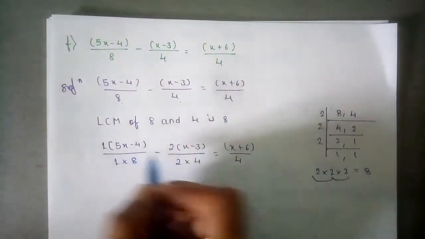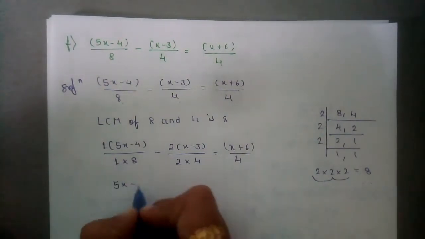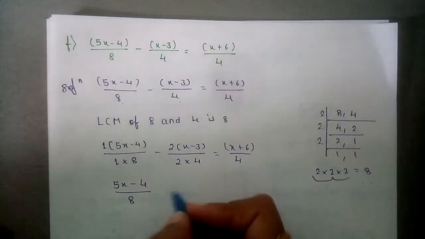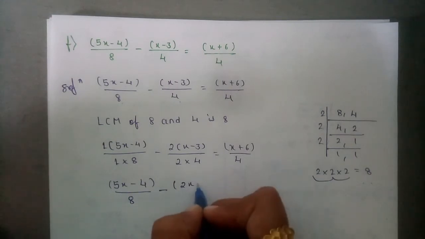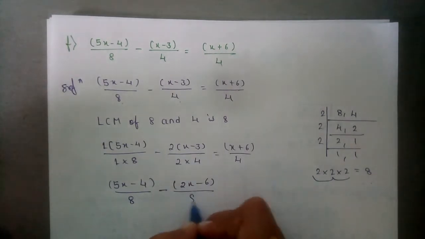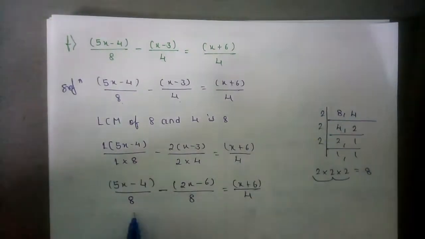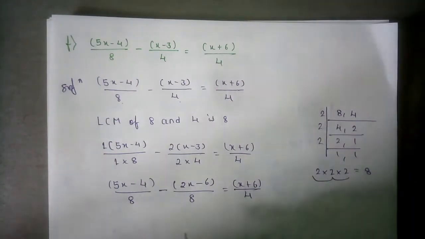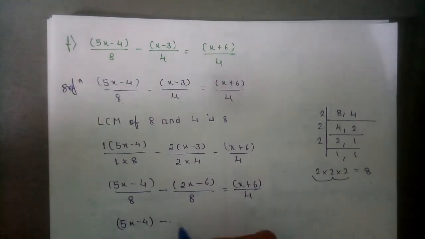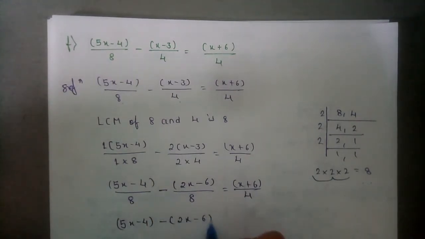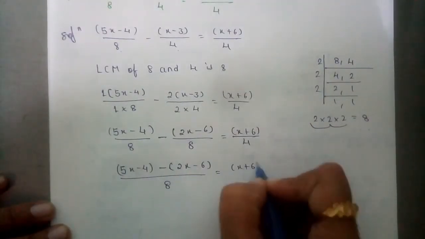Now multiply this 1 with the whole bracket and 2 with the whole bracket. So here 1 into 5x equals 5x, minus 1 into 4 is 4, divided by 1 into 8 is 8. Then minus 2 into x is 2x, minus 2 into 3 is 6, divided by 8, which is equal to (x plus 6) divided by 4. Now here we got the denominator the same, so we will take LCM as 8, so we can write it as (5x minus 4) minus, write this minus as it is, in bracket write down (2x minus 6), divided by 8, which is equal to (x plus 6) divided by 4.